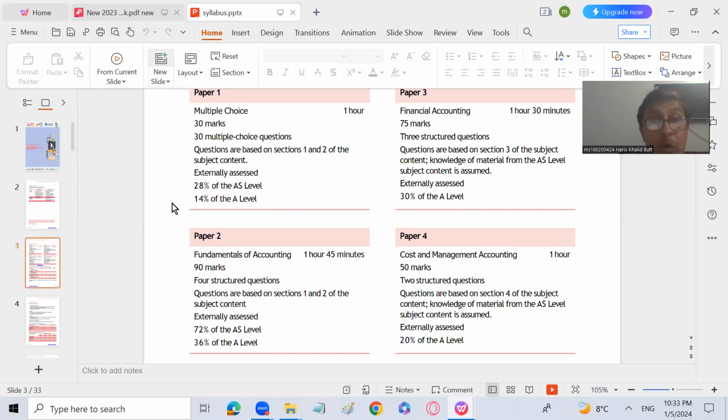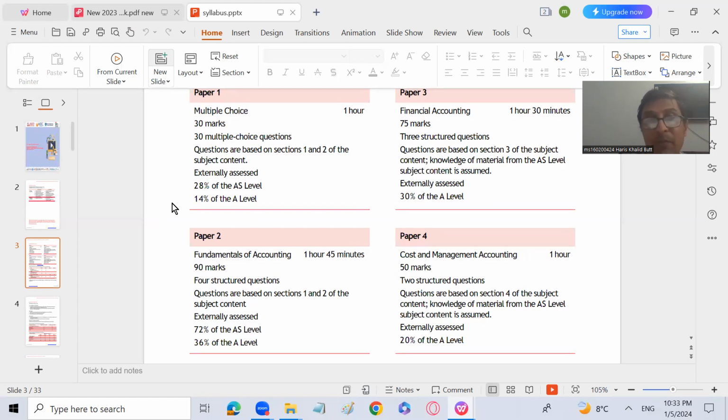So if you consider the most important paper, which carries the highest percentage of your whole course, of your whole syllabus, it is paper 2, because out of the whole A level program, it covers 36% of your program. So paper 2 will always be an important paper in your exam, including paper 3 also, which covers 30%.